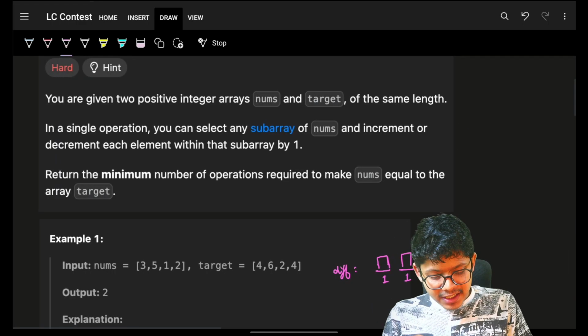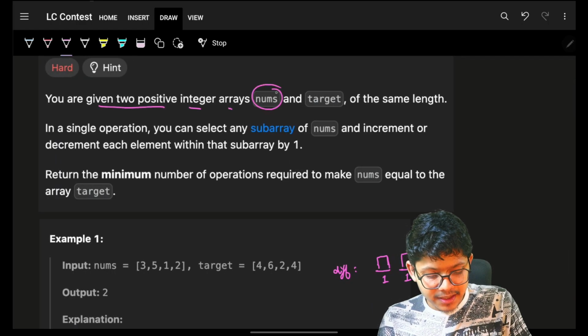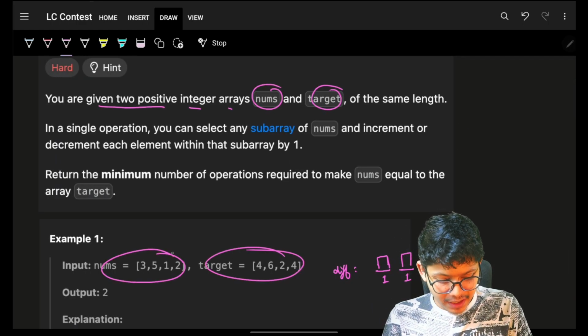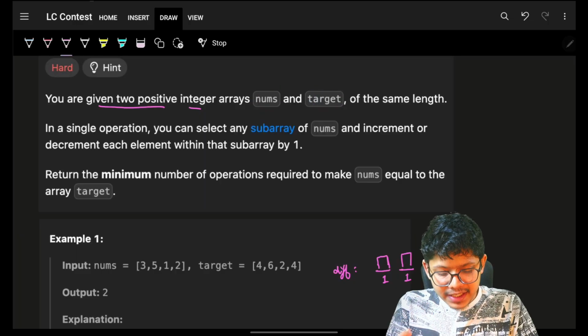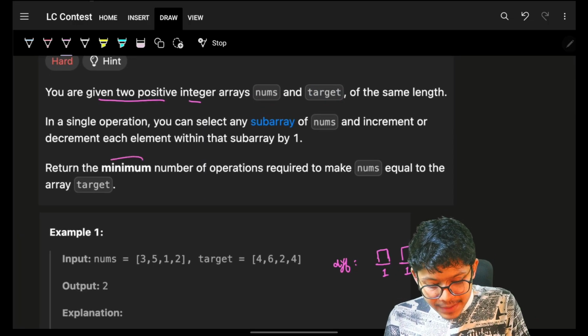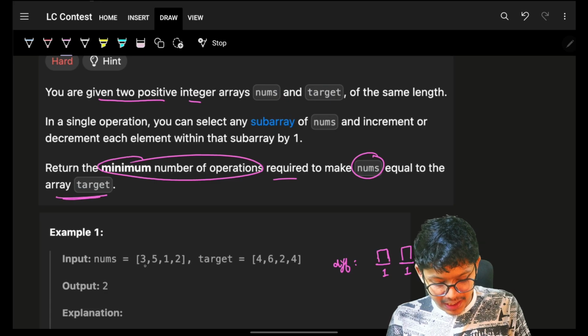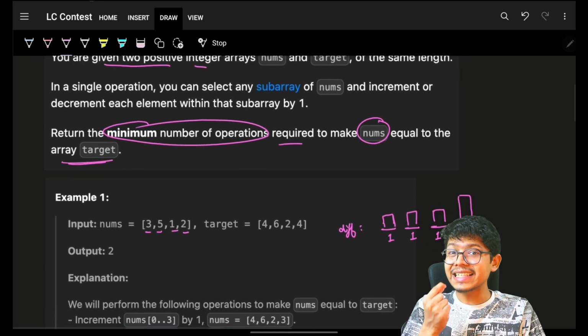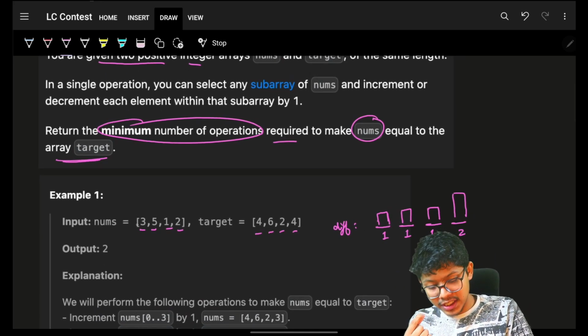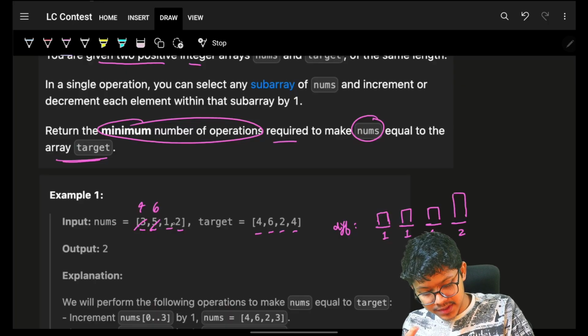It says that you are given two positive integer arrays, nums and target. As you can see, I have nums and I have target given with me. My ultimate aim, maksad, is the minimum operations required to make nums equal to my target. I have to make every element of nums equal to my target value. So 3 should become 4, 5 should become 6, 1 should become 2, 2 should become 4.